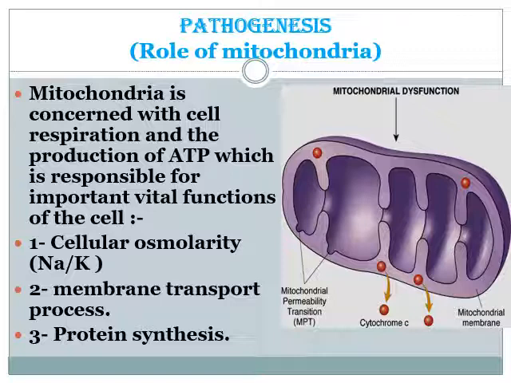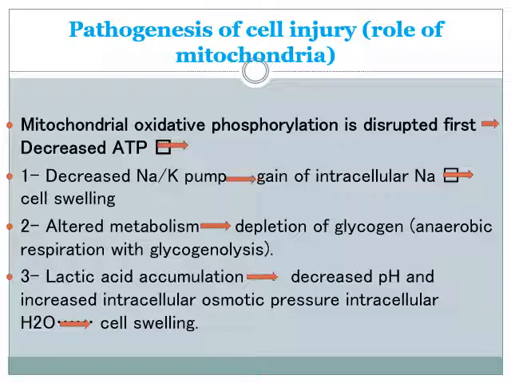Pathogenesis. Mitochondria is concerned with cell respiration and the production of ATP, which is responsible for important vital functions of the cell like cellular osmolarity, membrane transport processes and protein synthesis. So, decreasing ATP will cause defects in these processes of our body. So, pathogenesis of cell injury. Mitochondrial oxidative phosphorylation is disrupted first, so this will decrease the ATP, and by decreasing ATP, this will decrease the sodium-potassium pump. If this pump is not working properly, this leads to the accumulation of sodium ions and water in the cell, which can cause cell swelling.